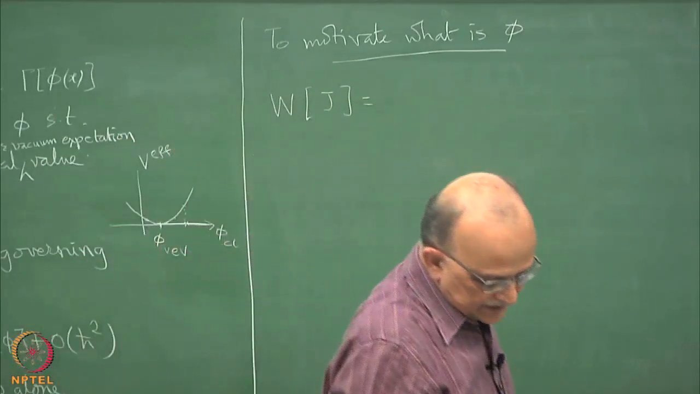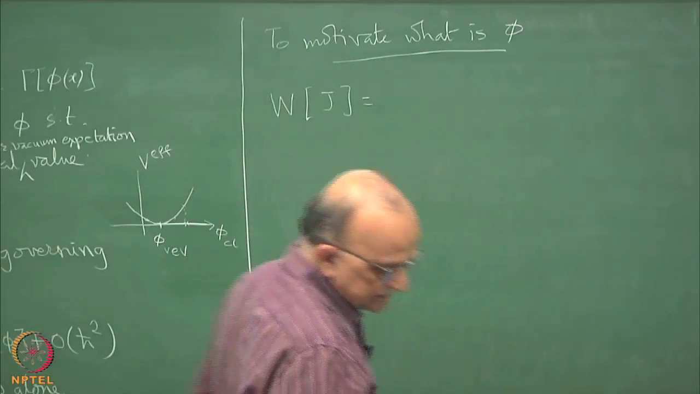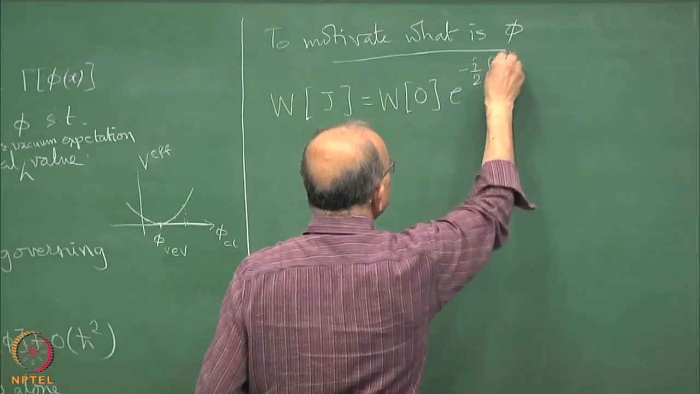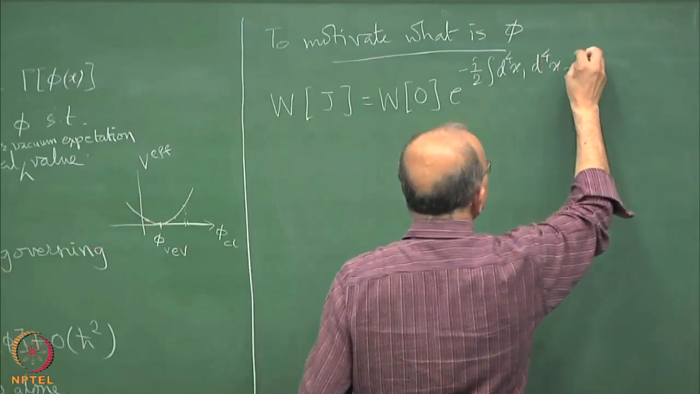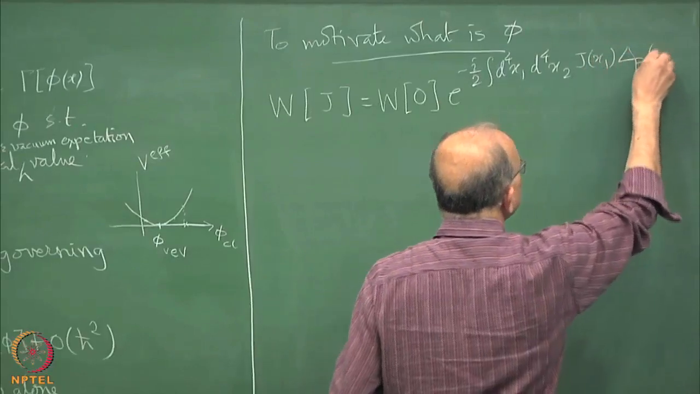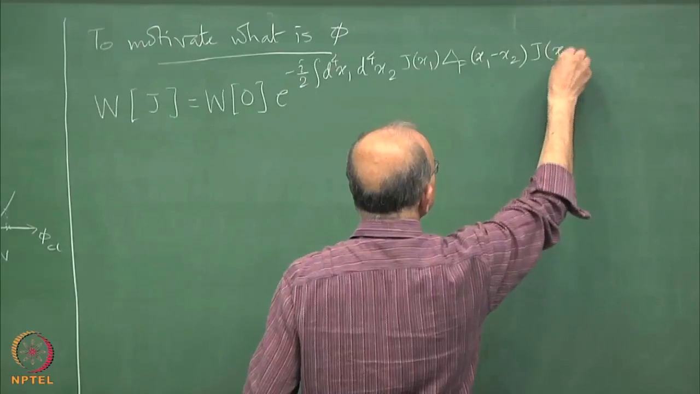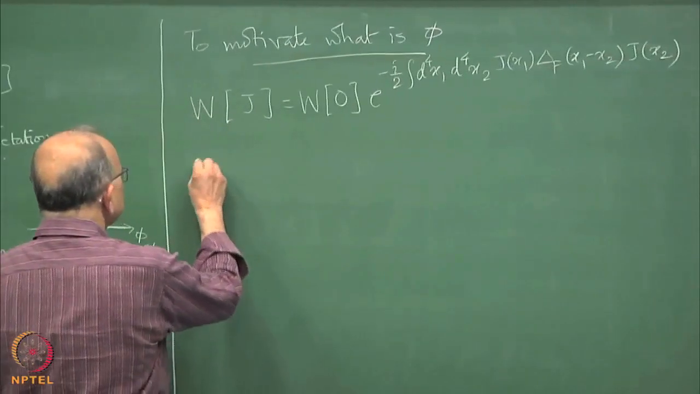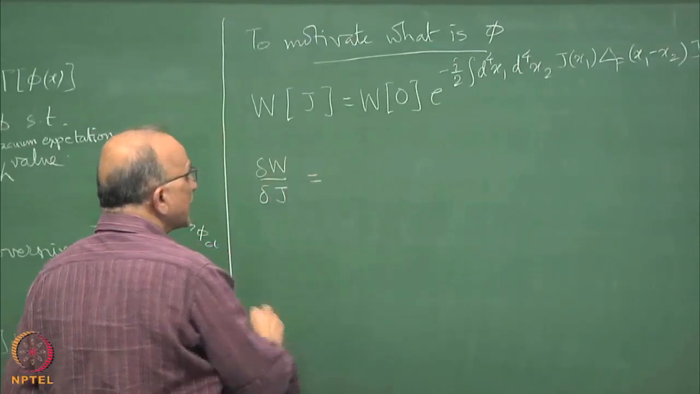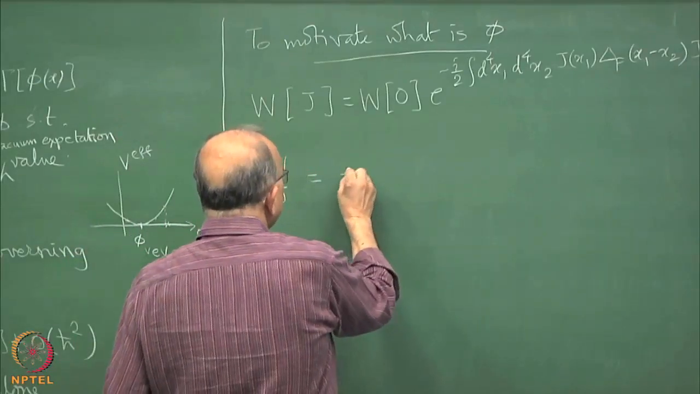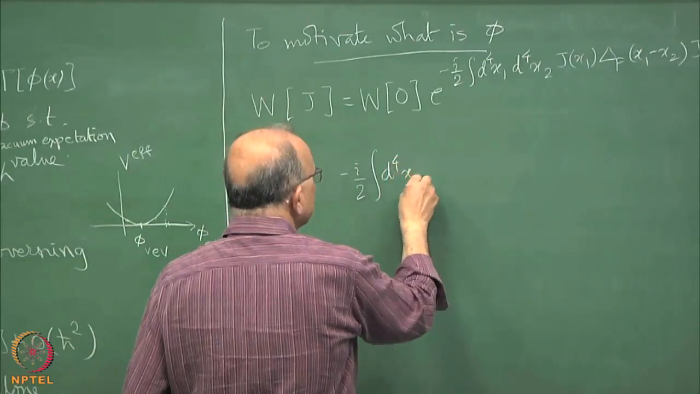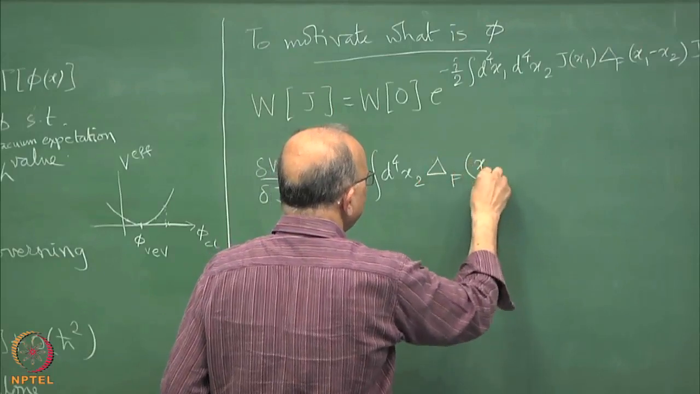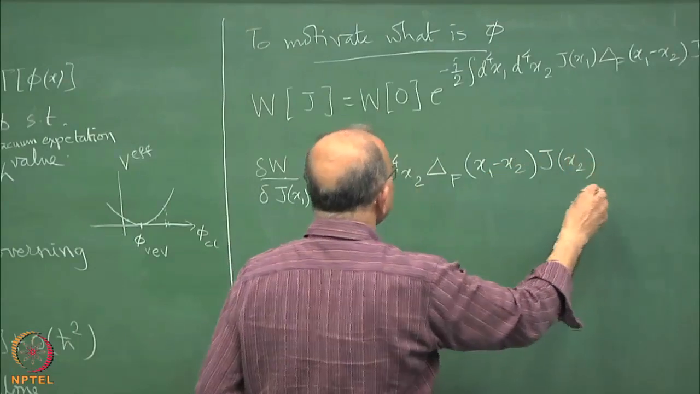So we take this W of J, which is W0 times e raised to minus i over 2 times the integral d4x1 d4x2 J of x1 times the propagator delta of x1 minus x2 times J of x2. Now we see that if I do dW by dJ, then I get down minus i over 2 times the integral d4x2, and this is x1, times the W of J back.